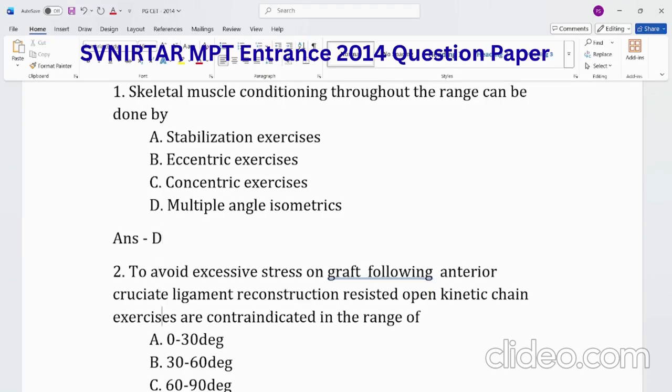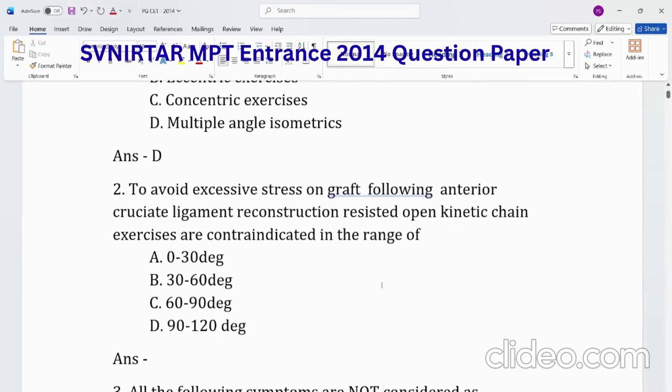Now come to question number 2. To avoid excessive stress on the graft following anterior cruciate ligament reconstruction, resisted open kinetic chain exercises are contraindicated in the range of: option A 0 to 30 degree, option B 30 to 60 degree, option C 60 to 90 degree, option D 90 to 120 degree. The correct answer will be option A.